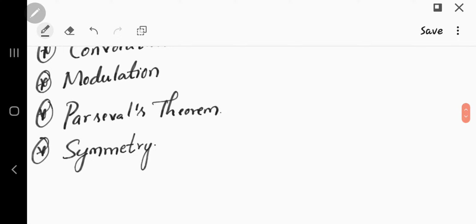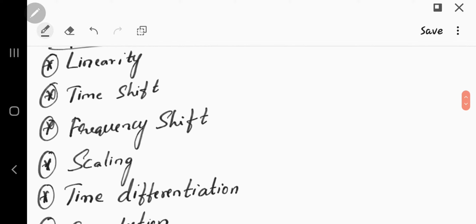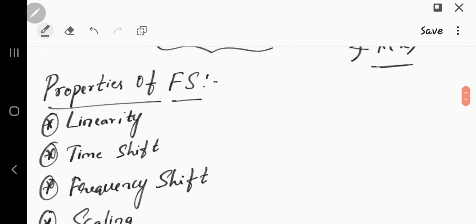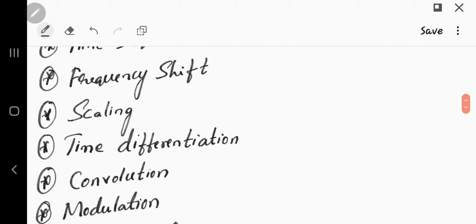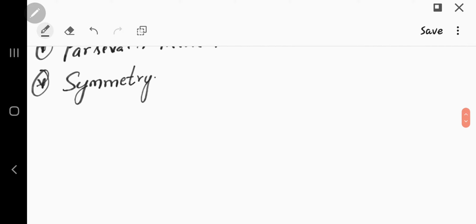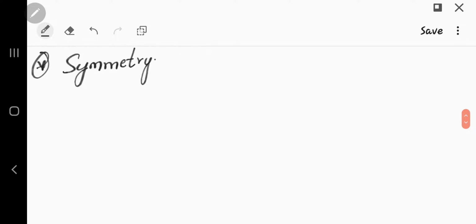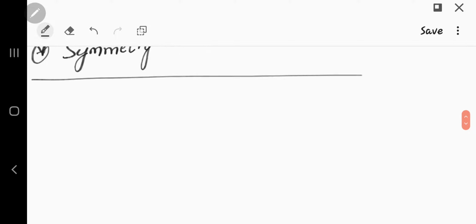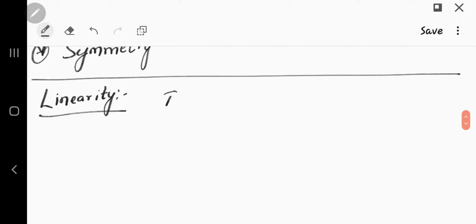So we go through these properties and we take the proof of them. It is important to know all these properties of Fourier series. So let's start with our linearity property here. In this video, I will be taking some properties and we will take the proof of them. If not possible in one video, we'll go through the remaining properties in the next video. So let's start with the first property, that is the linearity property. What does it say?